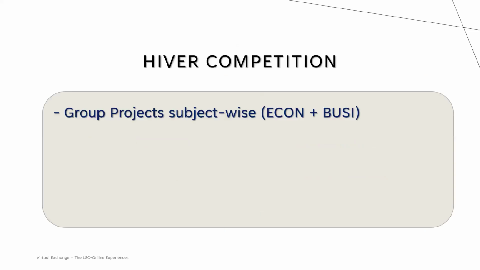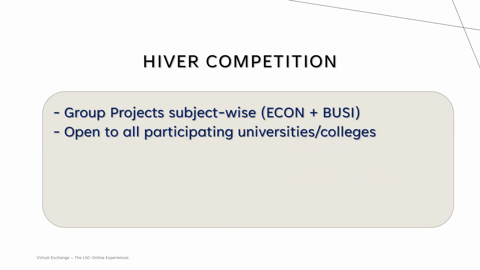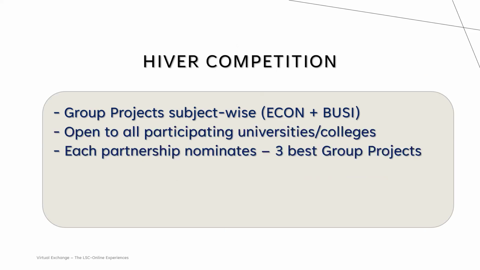The higher competition, which oversees all of this, the group projects, subject-wise, we had economics and business, 2 separate group projects. And it was open to all participating universities and colleges. Like I mentioned, 3 best groups were allowed, but in the case of economics, at our request, we were given an allowance for 5 groups. We could present with 5 groups. From that, they select finalists, and that's done at the higher level.